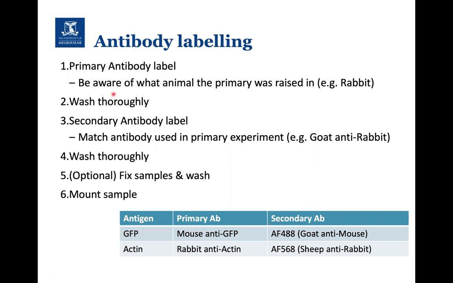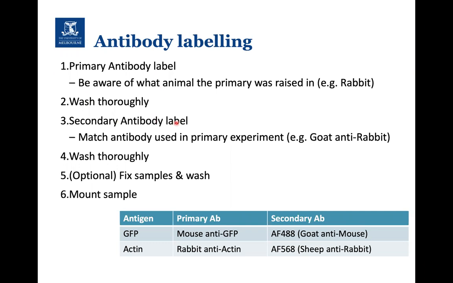Our primary antibody is going to be the one that is detecting our protein of interest. And we need to be aware of which animal the primary antibody was raised in. I've got an example down here. If our cells are expressing GFP, but we want to antibody label it, we could use a primary antibody which is anti-GFP, which has been raised in a mouse. Again, we have to titrate the concentrations to work out what's going to work best. We'll then wash to get rid of any non-specific binding before we come back in with the secondary antibody label.